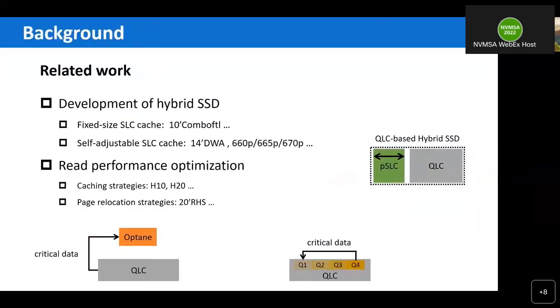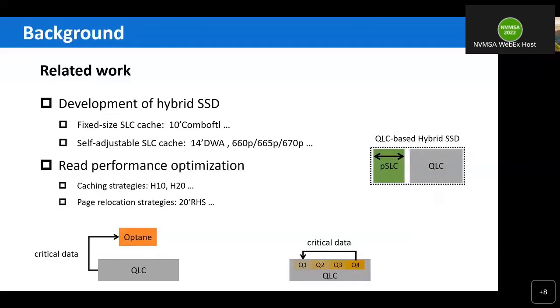Now, let's take a look at the development of hybrid SSD. More than a decade ago, many works started to use fixed-size SLC as a cache of MLC to improve the write performance. Then, the size of the SLC cache became self-adjustable. These strategies are designed for write performance optimization. All this work focused on the mode switch of hybrid SSD and mainly addressed the problem of write performance and endurance from the SSD controller level.